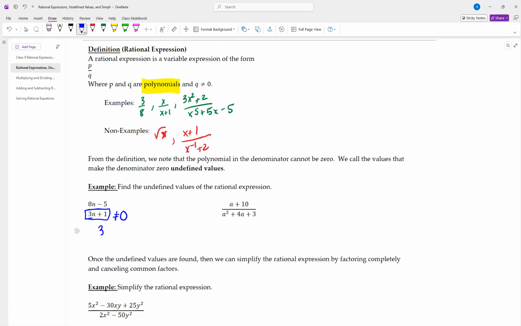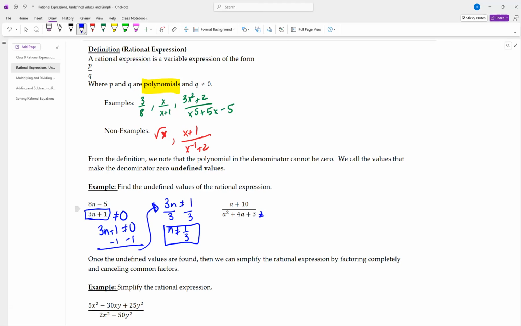So I'm just going to take that and rewrite that as 3n plus 1 cannot be 0. And then I know how to solve this. Subtract 1, and I have 3n cannot be 1, and then divide by 3 to get a coefficient of 1, and I get n cannot be 1/3. So that 1/3 is our undefined value. Truthfully, I don't care if you have equals or not equals there, just find it. Next up, this one.